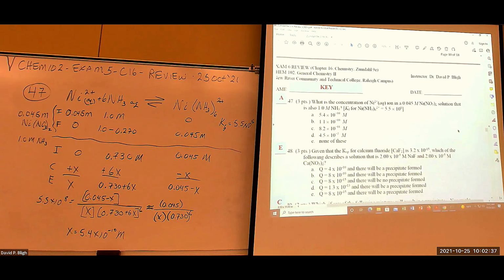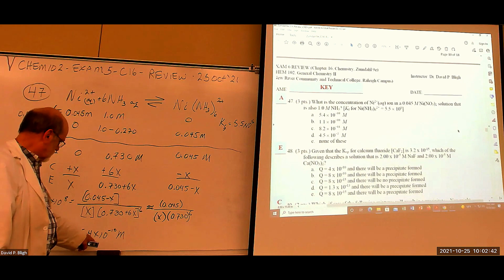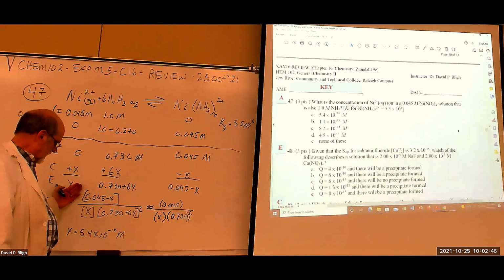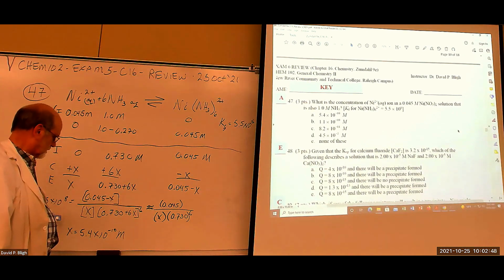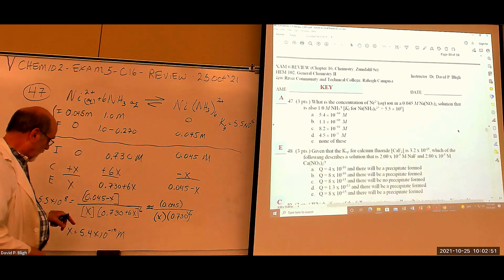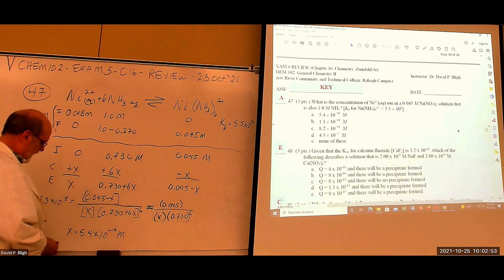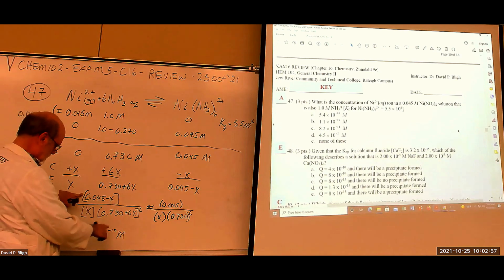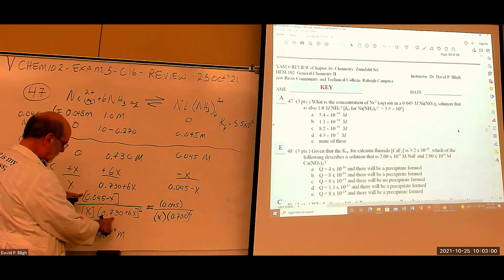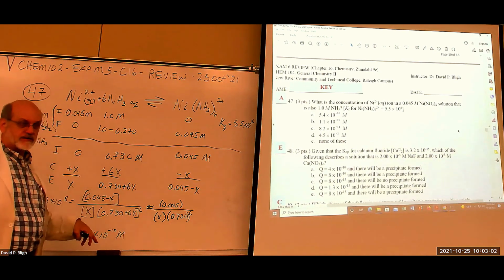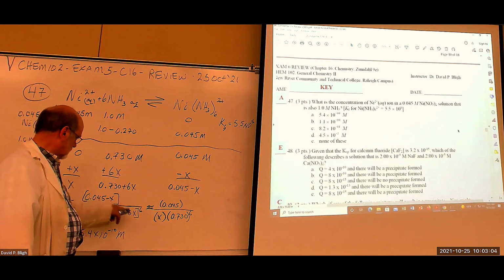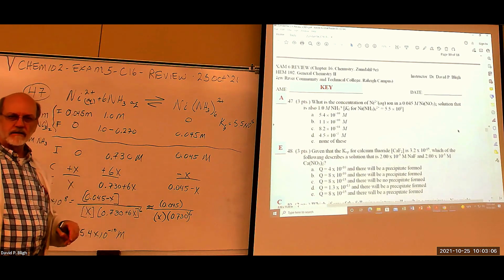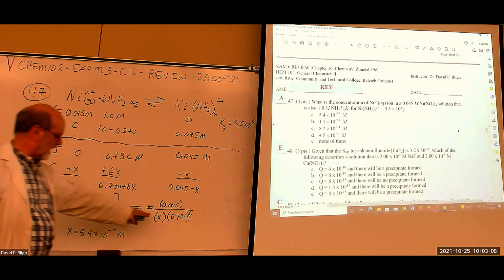Now, in order to verify that, we would have to plug this value in here, here, here, calculate that, and compare it to this one. But we can also look and see, are we justified? 10 to the minus 10. This is 10 to the minus 2. And this is 10 to the minus 1. So I think we're justified in making that approximation.